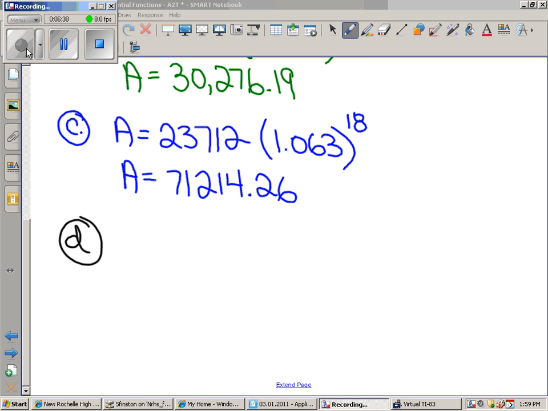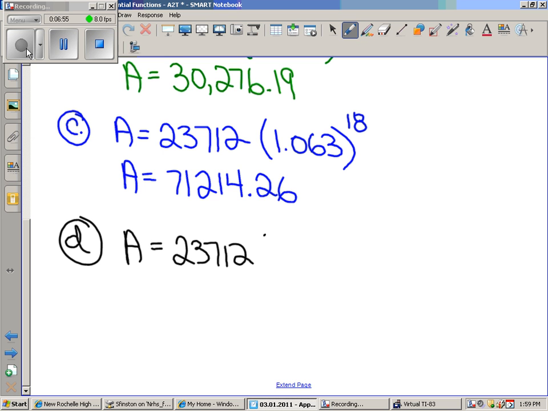Last part of our lesson, then we're done for today. At what point will your education cost at least $50,000 for 1 year? Let's try and figure it out. A is going to equal 23,712 times 1.063, increasing at 6.3%. Ooh, I messed up because what am I supposed to fill in? I was supposed to fill in the A. A was supposed to be $50,000.